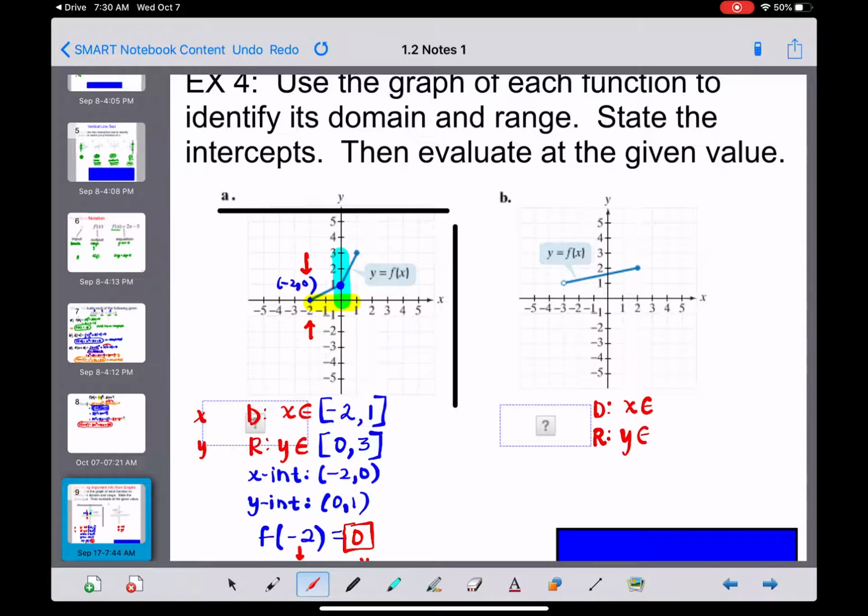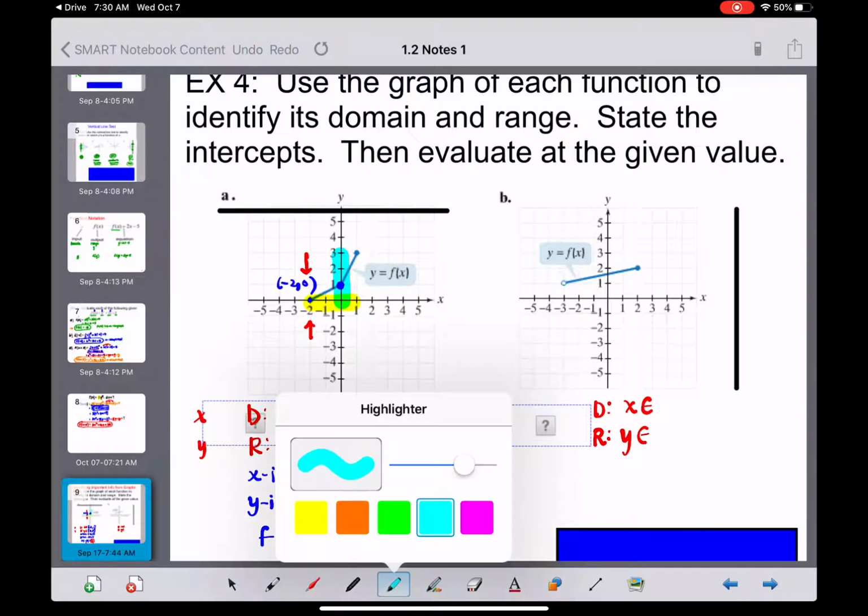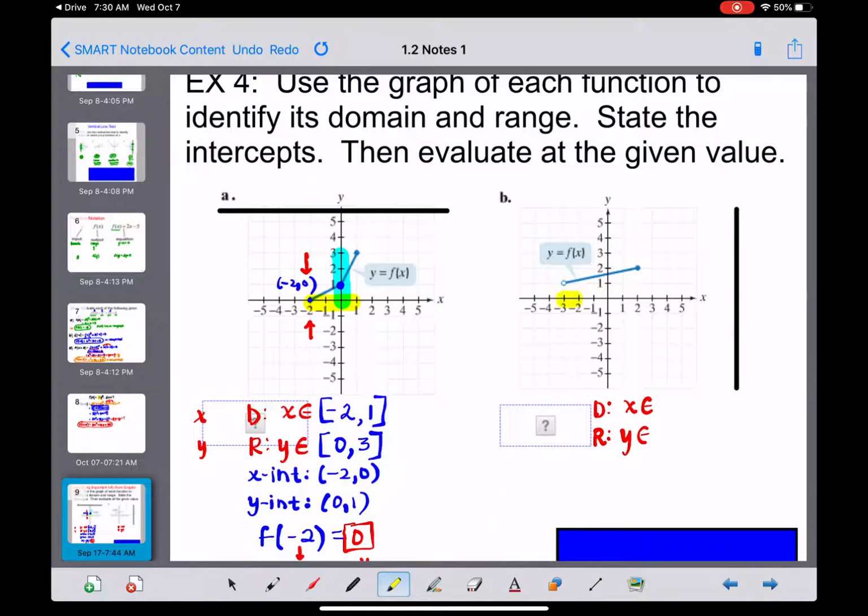So if we look at our domain, again, we're looking left to right. So if we take this line through here, left to right on the x-axis, it looks like we start at -3, and we keep going until we get to 2. So -3 is the beginning, 2 is the end. So think about, again, on the x-axis, you should be picking up numbers from down here. So we're picking up the numbers from -3 to 2. -3 is an open circle, so it gets a parenthesis. 2 is a closed circle, so it gets a bracket.